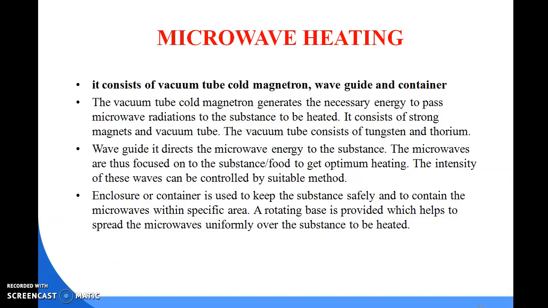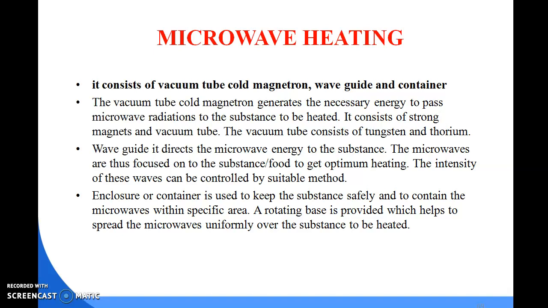When we consider microwave heating, generally we consider the microwave oven. It consists of a vacuum tube called a magnetron, a waveguide, and a container. Three parts are present. From this, we first discuss the vacuum tube, the magnetron, which generates the necessary energy to pass microwave radiation to the substance to be heated. It consists of a strong magnet and vacuum tubes. The vacuum tubes consist of tungsten and thorium.